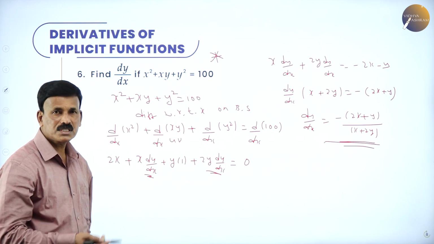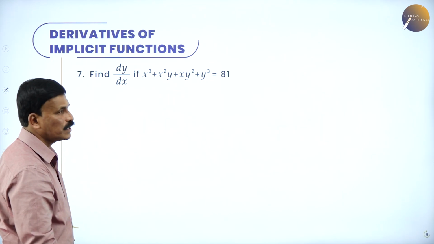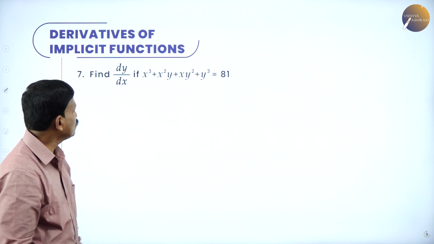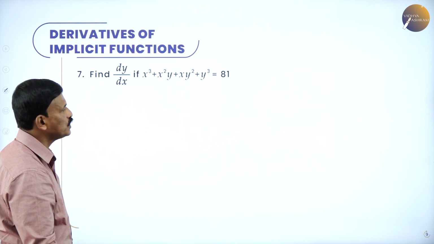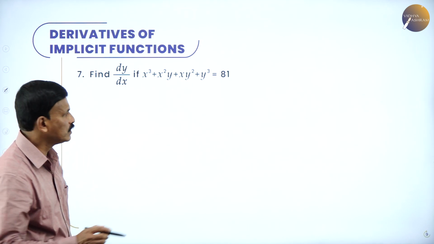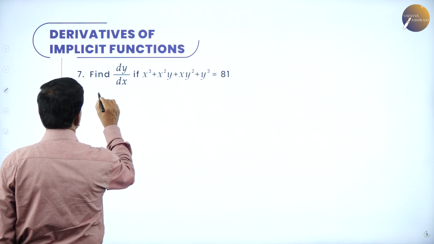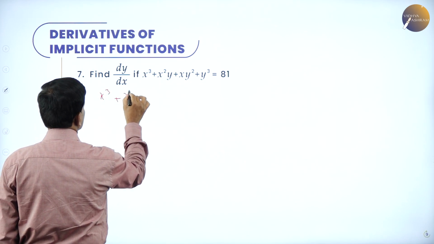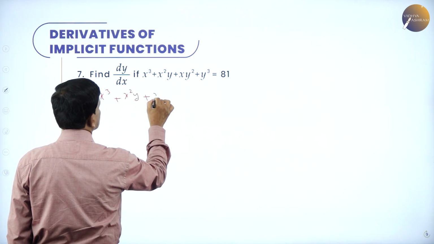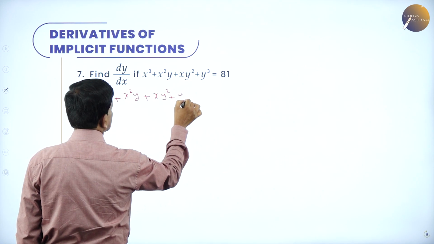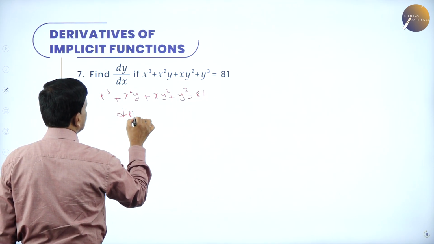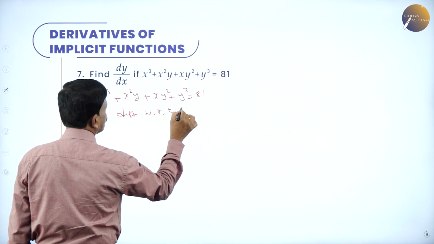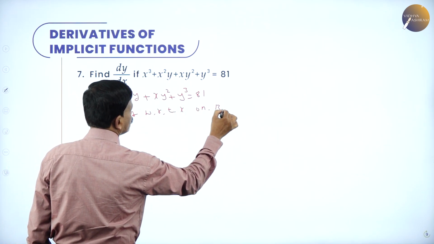Now let us come to a similar type of problem. Same type of problem, with cubic terms. What is given? Find dy by dx if x cube plus x square y plus xy square plus y cube is equal to 81. Now differentiate this. What is given? x cube plus x square y plus xy square plus y cube is equal to 81. Now differentiating with respect to x on both sides.